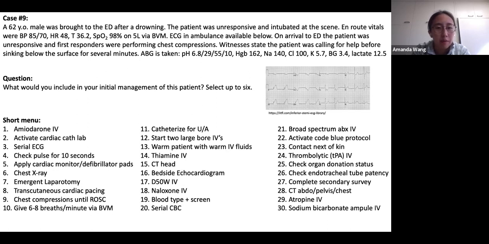And there's an ECG from the ambulance that's available below. I don't know if you guys can see that really well, and I don't know if maybe it's possible for us to zoom in or not.